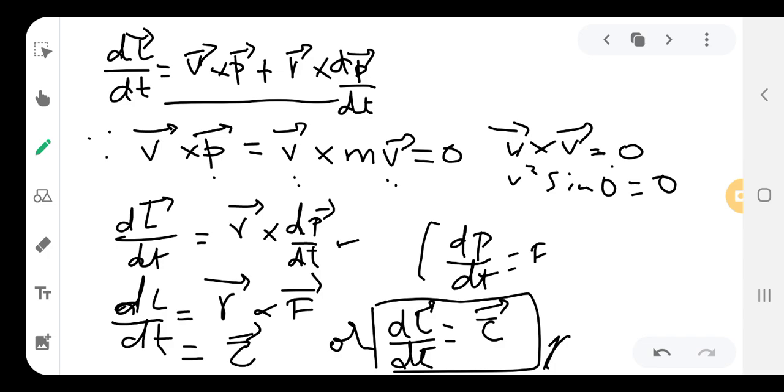So once more I'll say, differentiating L with respect to t, dL by dt equals v cross p plus r cross dp by dt. v cross p equals v cross m into v, which will give 0. Therefore, what remains here is dL by dt equal to r cross dp by dt. So here the rate of change of momentum is F, Newton's second law.